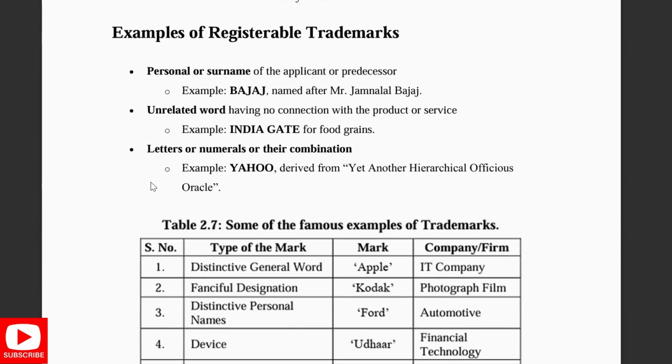Examples: person or surname of the applicant or producer. Here you can say Bajaj. It is named after Mr. Jamnalal Bajaj. Then an unrelated word having no connection with the product or service, like India Gate for food grain. Letters or numerals or their combinations, like Yahoo, derived from Yet Another Hierarchical Officious Oracle.